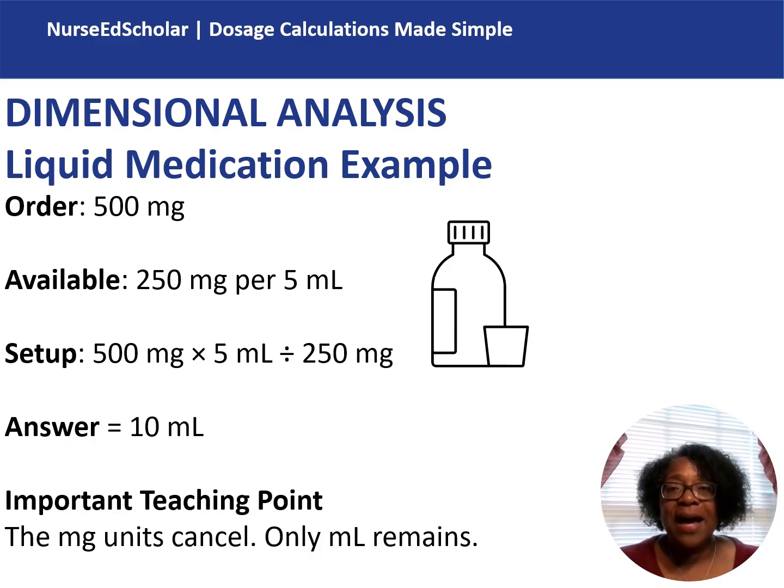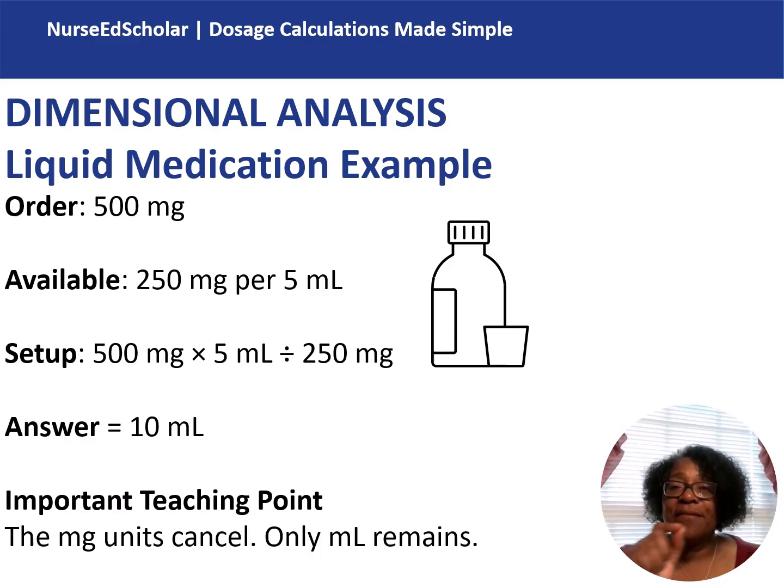So the provider ordered 50 milligrams of a liquid medication, right? But the only thing that you have available is 250 per 5 milliliters. And you're like, okay, what am I solving? So remember, you need to figure out how many milliliters to give your patient of this medication. So let's just say this is Tylenol, okay? Because Tylenol, or I'm sorry, acetaminophen can come in liquid form. And so you're solving for the milliliters. How much liquid milliliters should I give my patient? And so that's what you want to end with.